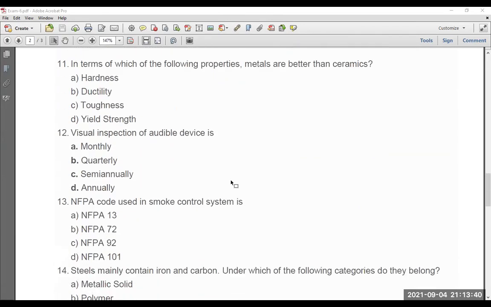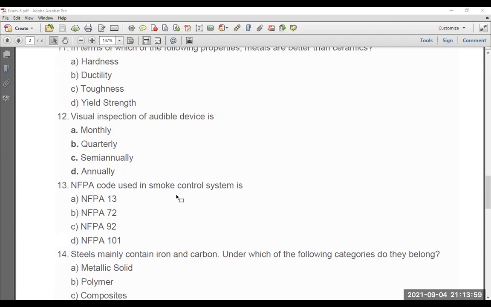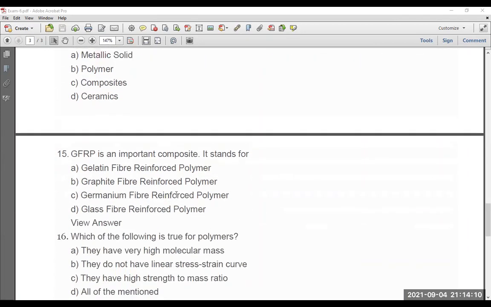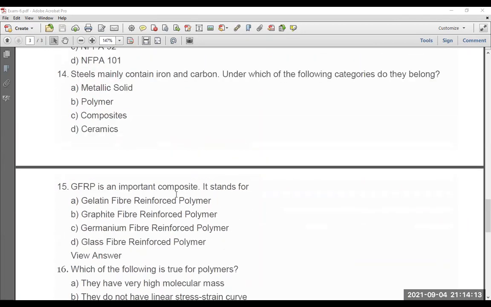Question 11. B, sir. B, ductility, it's B. Yes, exactly, ductility. 12. 6 months, semi-annually. 13. NFPA 92, smoke control. 92. Yes. C. 14. 14 is metallic solid, A.